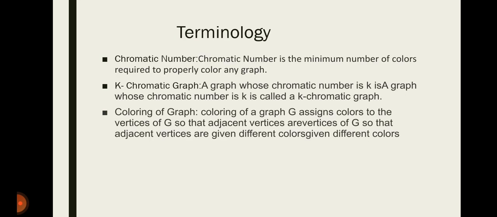Now terminology. The first term is chromatic number. Chromatic number is the minimum number of colors required to properly color any graph. The second one is k-chromatic graph. A graph whose chromatic number is k is called a k-chromatic graph. The third and last term is coloring of graph. Coloring of a graph assigns colors to the vertices such that no two adjacent vertices have the same color.